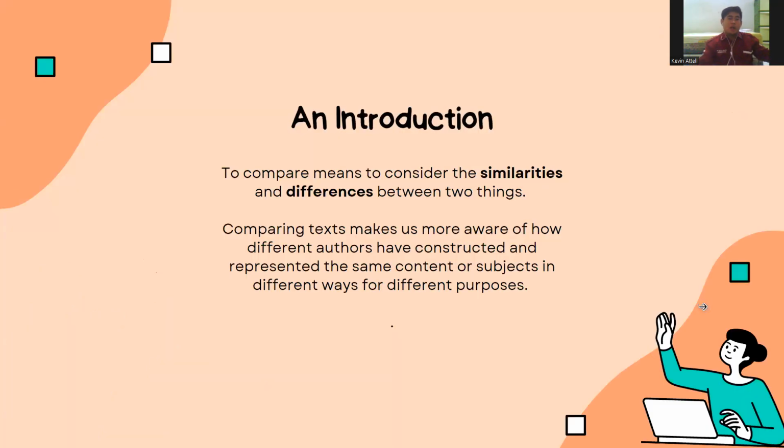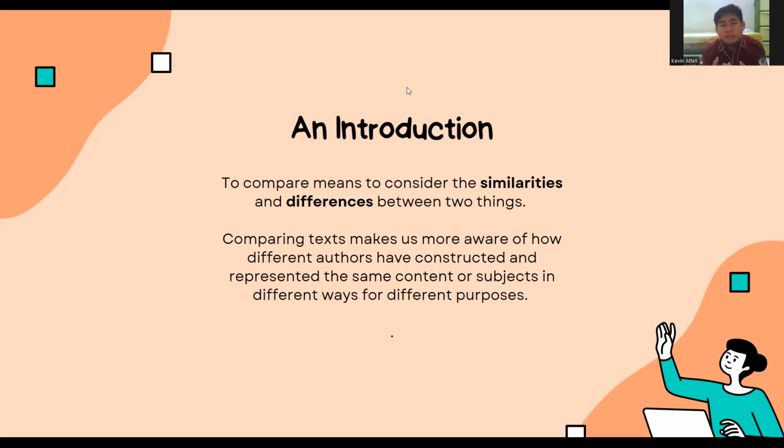Introduction. To compare means to consider the similarities and differences between two things. Comparison text makes us more aware of how different authors have constructed and represented the same content or subjects in different ways for different purposes. We can also consider how the same textual convention has been used to different effects in this comparative response.